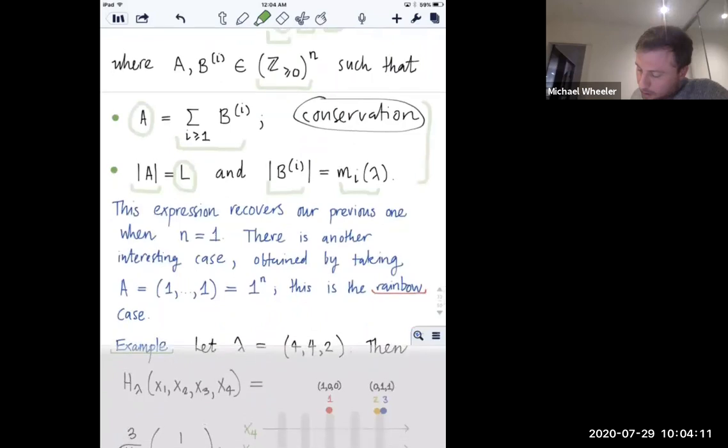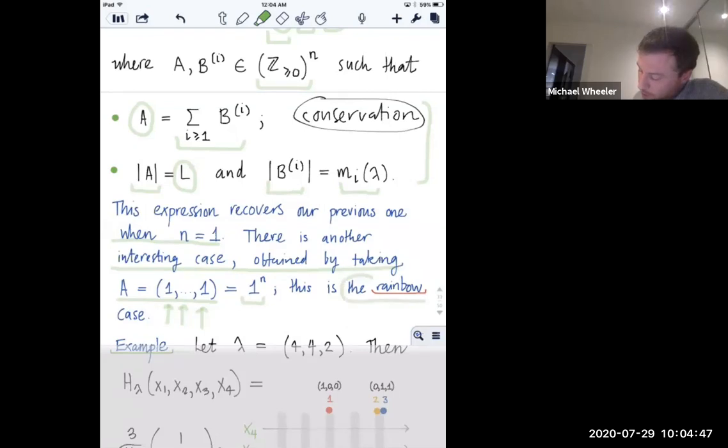This covers the previous expression when n is equal to 1, because when n is equal to 1, the vectors just become vectors with one component, and then we get back down to the rank 1 situation. But there's another interesting case, where we take the A vector to be a collection of ones. So all of the components of that A vector are just equal to one. So I have 1 to the n.